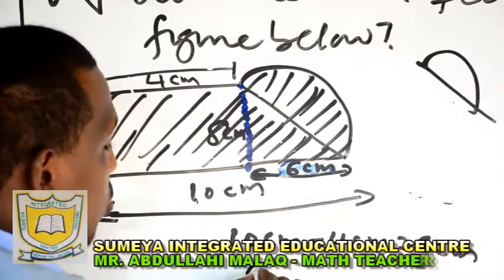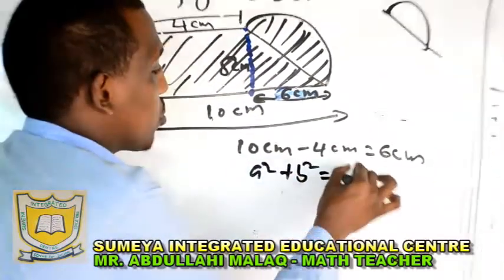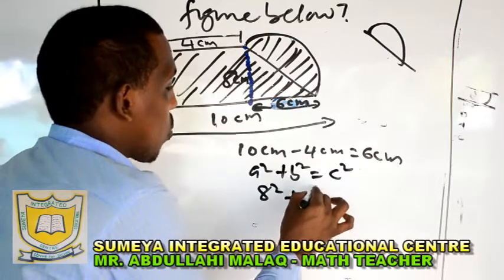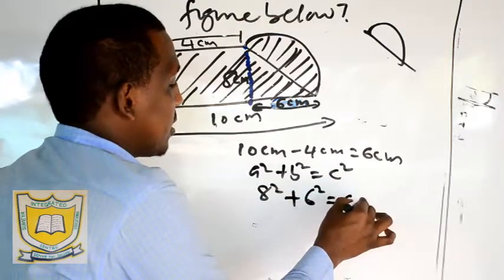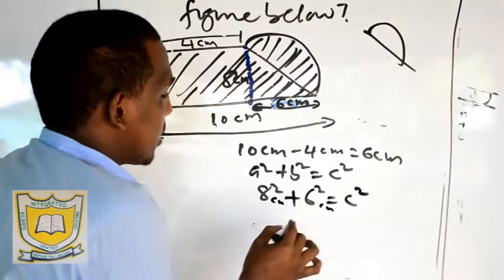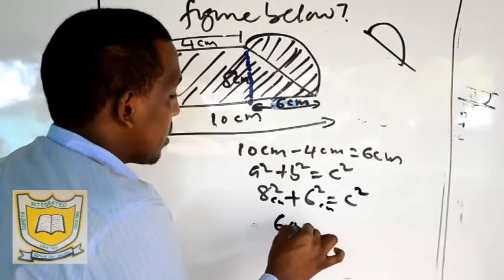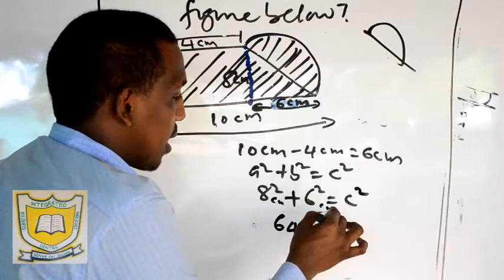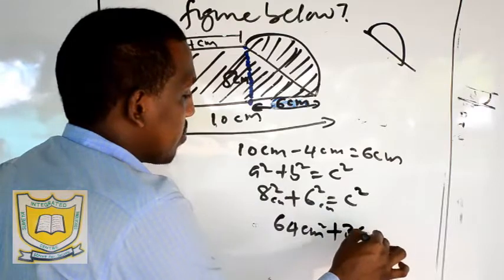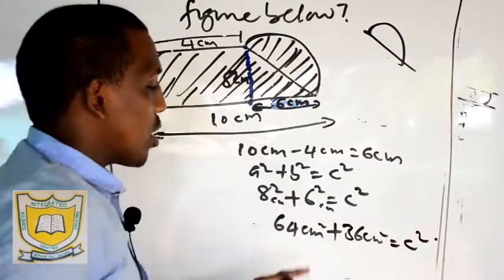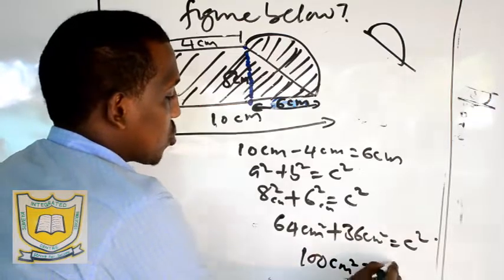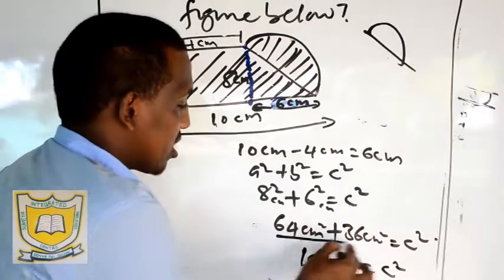So we say a squared plus b squared is equal to c squared. A squared, which is 8 squared, plus 6 squared is equal to c squared, which we don't know. So we say 64 centimeter squared plus 36 centimeter squared is equal to c squared. Add now. Here we get 100 centimeter squared is equal to c squared. 36 plus 64 is 100.